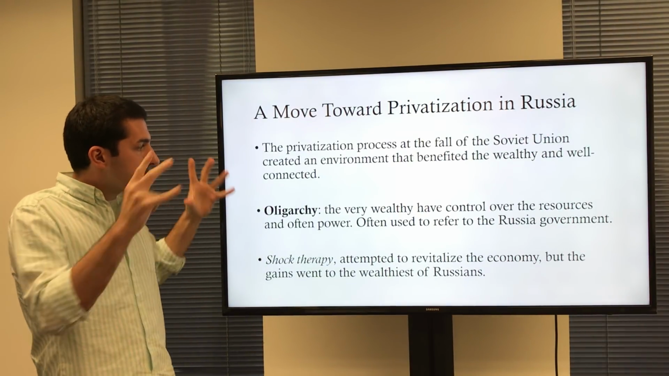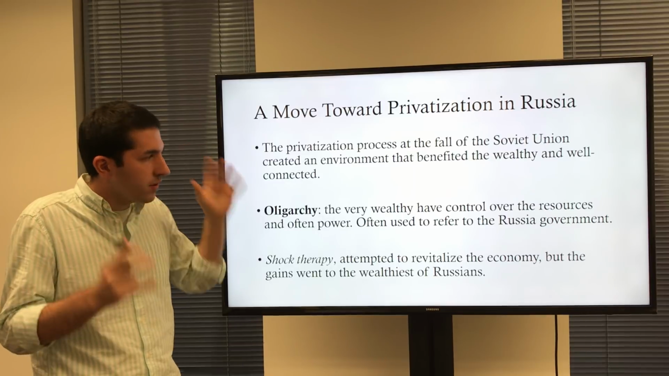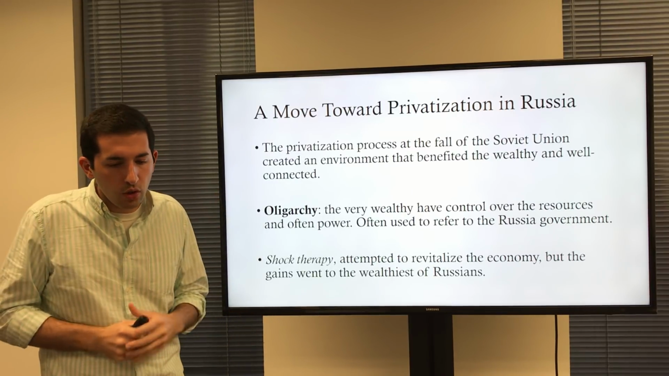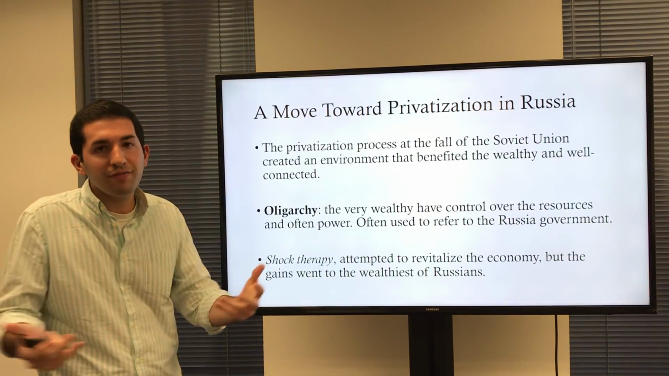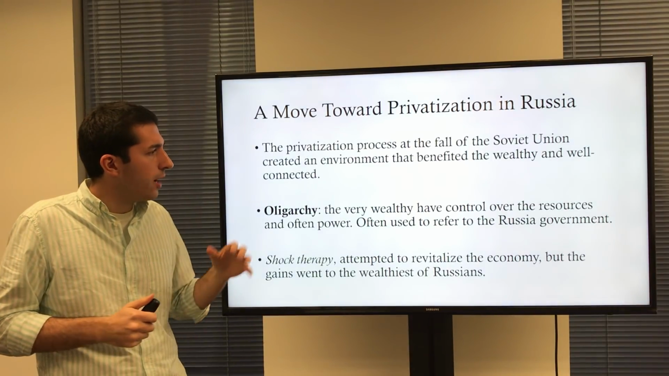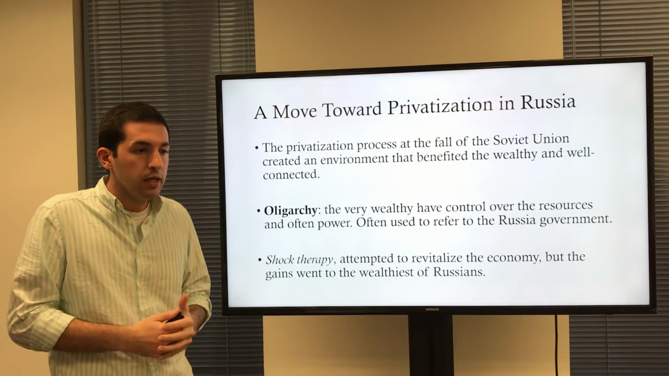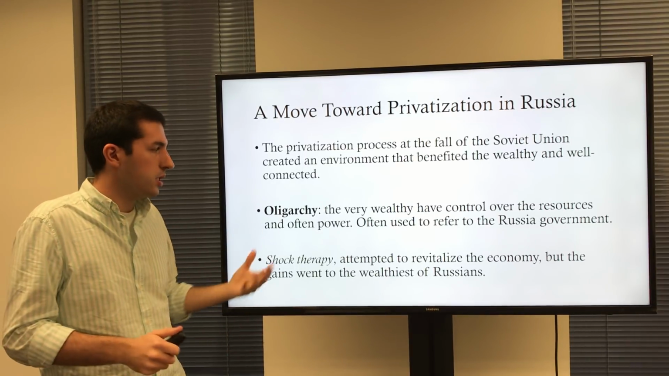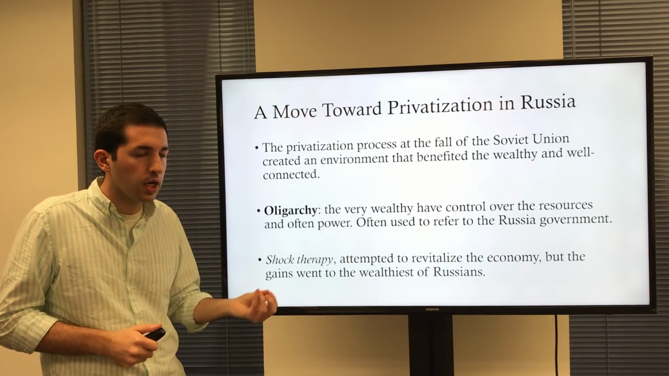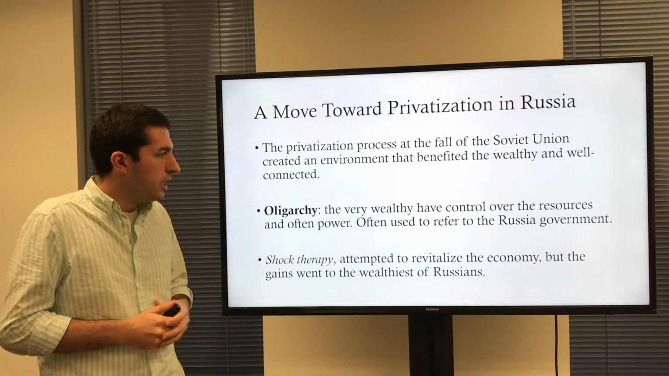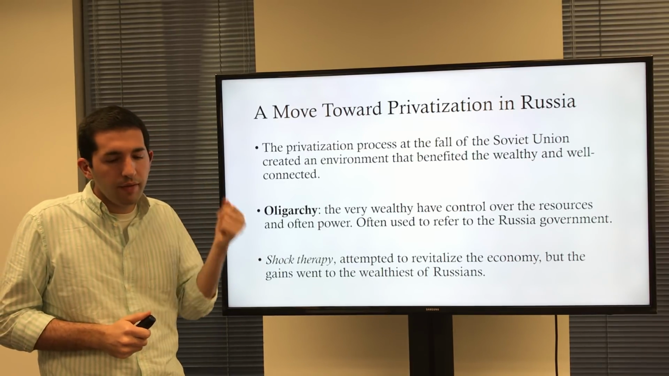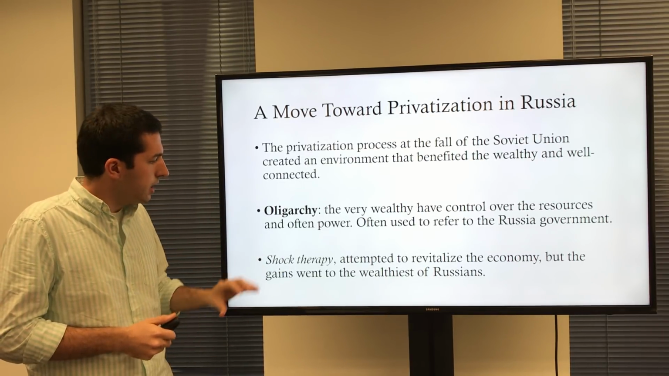And oligarchs are very wealthy people. An oligarchy is a situation in which the very wealthy have control over the resources and therefore often the power. It's often used to refer to the Russian government here because, again, this chapter is discussing 12 different countries. In this context, we're referring to Russia as an oligarchy and the oligarchs of Russia that come to power really in that privatization process that takes place.